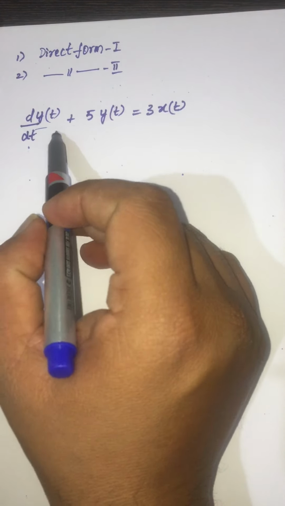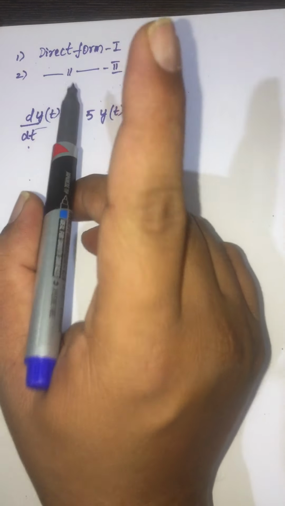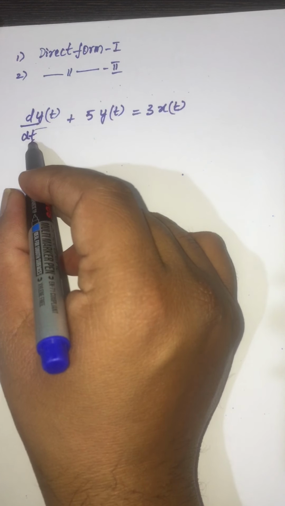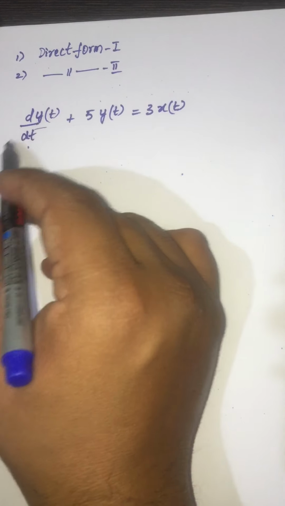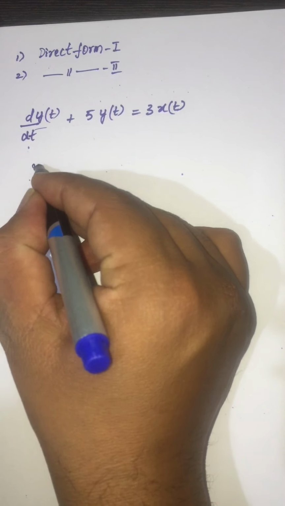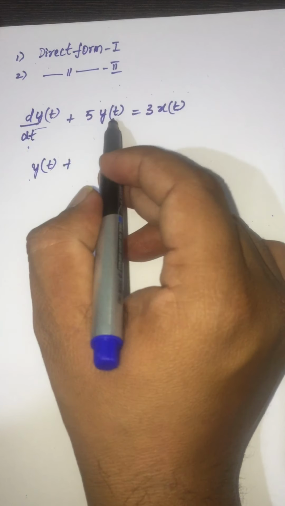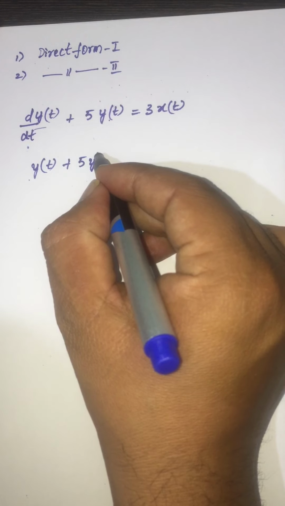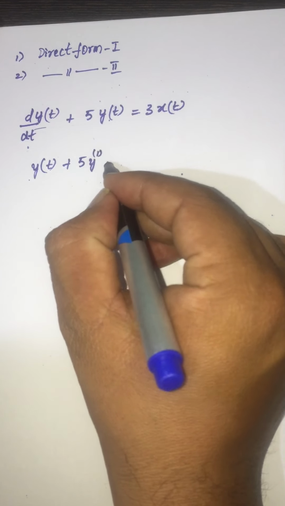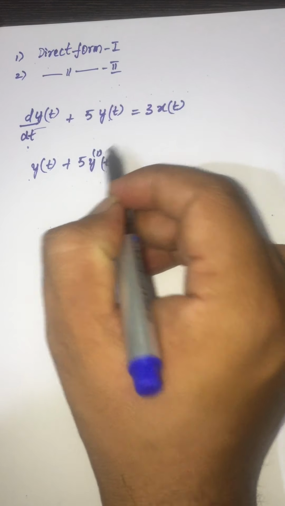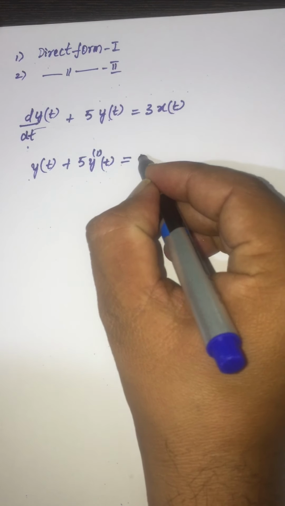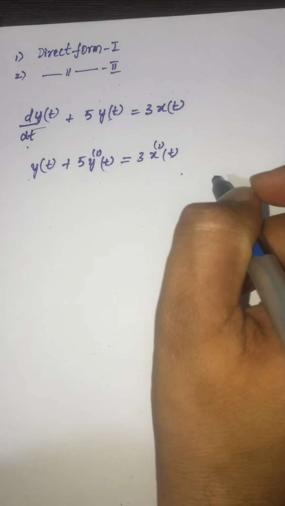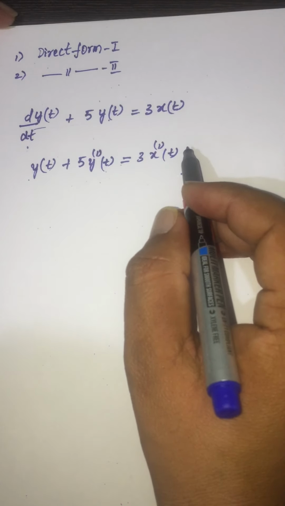Now since the degree is only 1, I need to integrate this equation 1 time throughout. Therefore, integration of d by dt of y of t: the differential element gets cancelled with the integral element, so it becomes y of t plus, integration of y of t, which I will write as y1 of t, is equal to 3 into the integration of x of t, therefore x1 of t, the one time integrated equation. Now this is the reduced equation that I have.